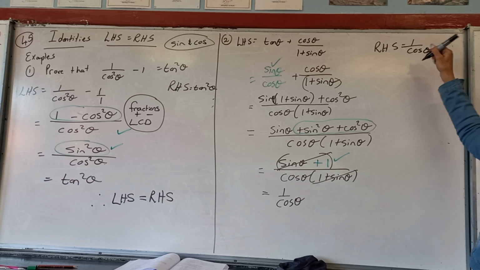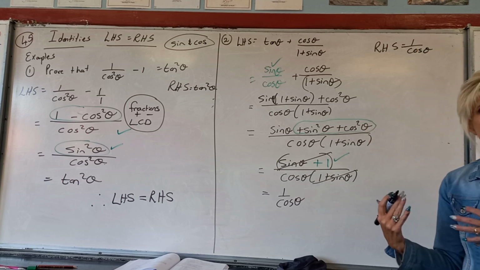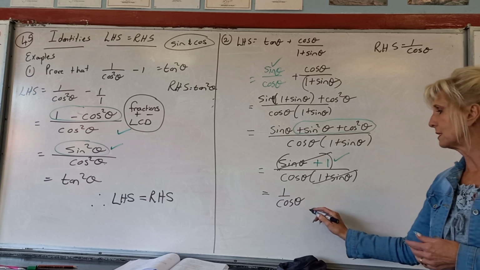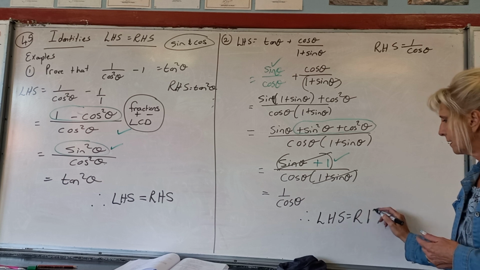If you get there automatically, then you know your sum is right. It's actually nice because you got the answer. What do we deduce? Left hand side is equal to the right hand side.